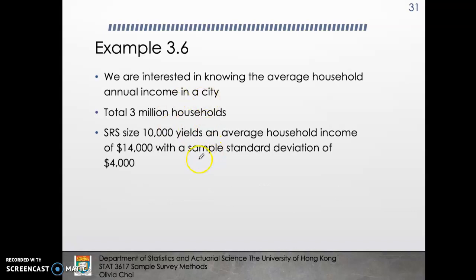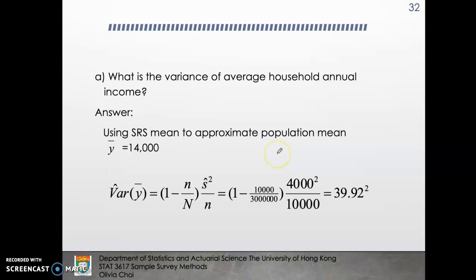Since we have the sample standard deviation, we can estimate the variance of our sample mean. So this is the estimated variance, using s squared divided by n, multiplied by the finite population correction factor, which is 1 minus 10,000 divided by 3 million. We're given the sample standard deviation is 4,000, so we can put it in here. We find the estimated variance is 39.92.